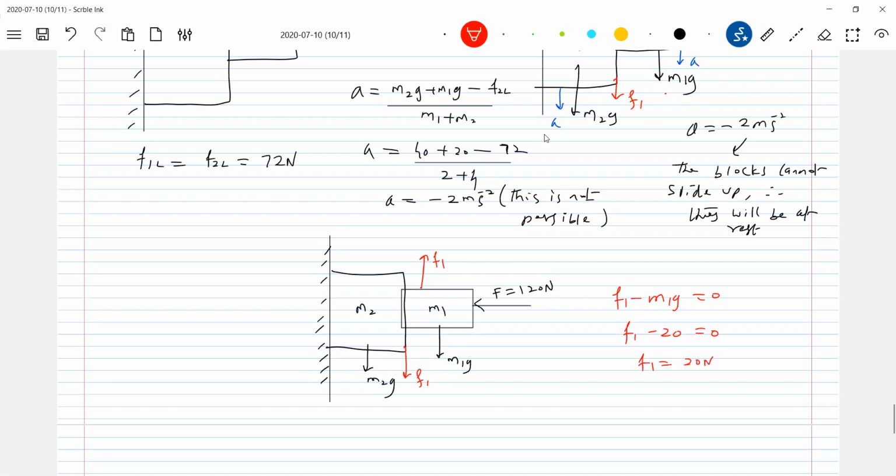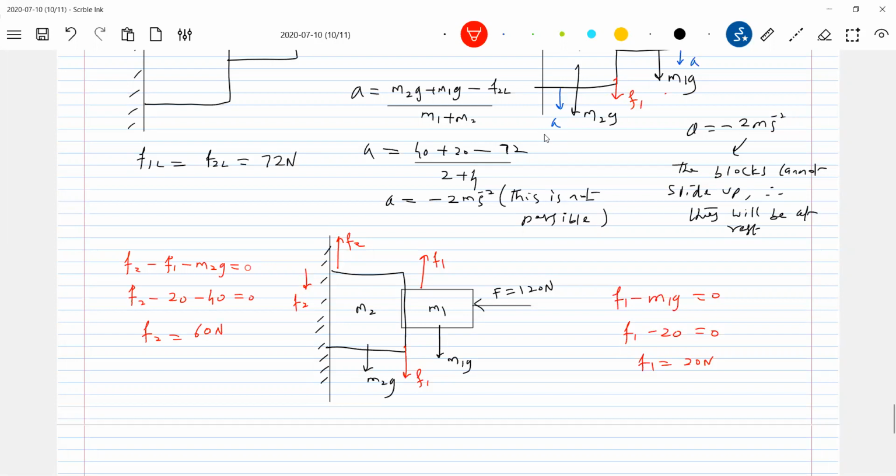Let's pause. Let's come to F2. So what is F2? F2 will balance minus F1 minus M2G equals 0. What is the F1 value? 20 Newton. M2 value? 40. So F2 is equal to how much? 60 Newton. Still no problem, no?